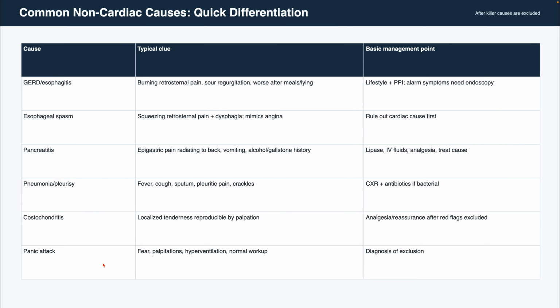If you're talking about GERD, we need to manage the lifestyle plus PPI, and if you have an esophageal rupture, endoscopy. Esophageal spasm, you need to rule out the cardiac cause and treat accordingly. Pancreatitis, if it is pancreatitis, lipase, IV fluid, analgesia, treat the cause. Pneumonia or pleurisy, do the chest X-ray, and antibiotics if bacterial. Costochondritis, analgesia, reassurance after cardiac cause is excluded. Okay, so panic attack is a diagnosis of exclusion, fear, palpitation, hyperventilation, and normal workup.